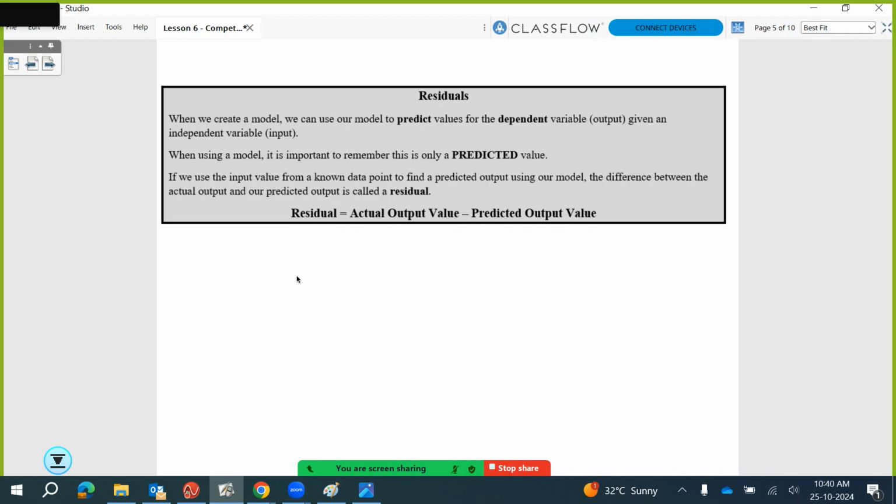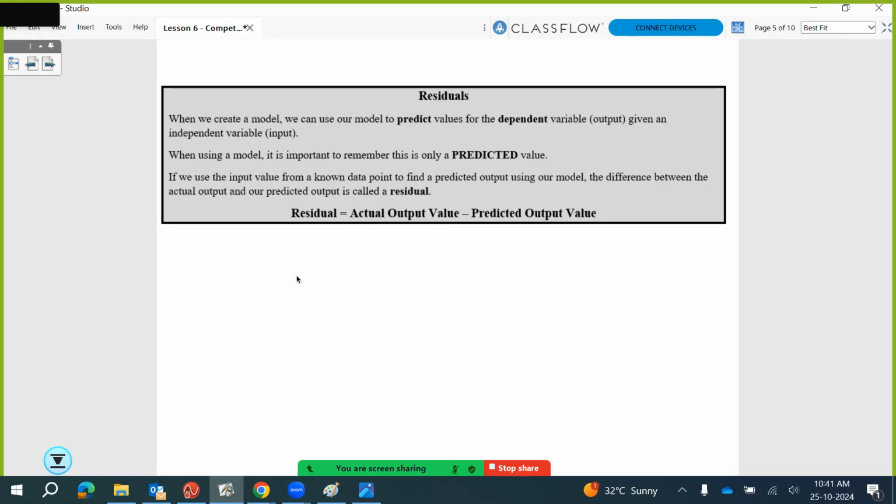So what we're talking about with the residual for the rest of us is when we create a model, we can use our model to predict values for the dependent variable given a particular value for an input. So you put your input in and you can get your output. This gives you a prediction. When using a model, it's important to remember this is only a prediction. It isn't true. We're predicting what the value is likely to be. We're not going to be 100% accurate. Depending on the type of data involved, the degree of accuracy will vary.